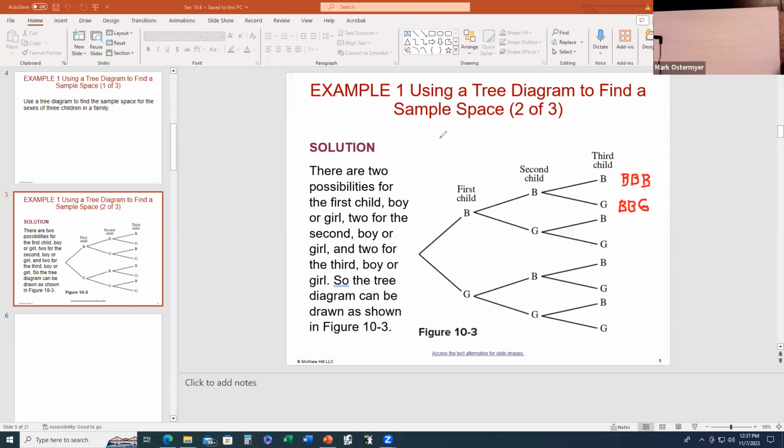Now, there's going to be 2 times 2 times 2, or 8 outcomes according to the fundamental principle of counting. Okay. We could have a boy on the first child, a girl on the second child, and a boy on the third child. We could have a boy, girl, boy. Or we could have a boy, girl, girl.